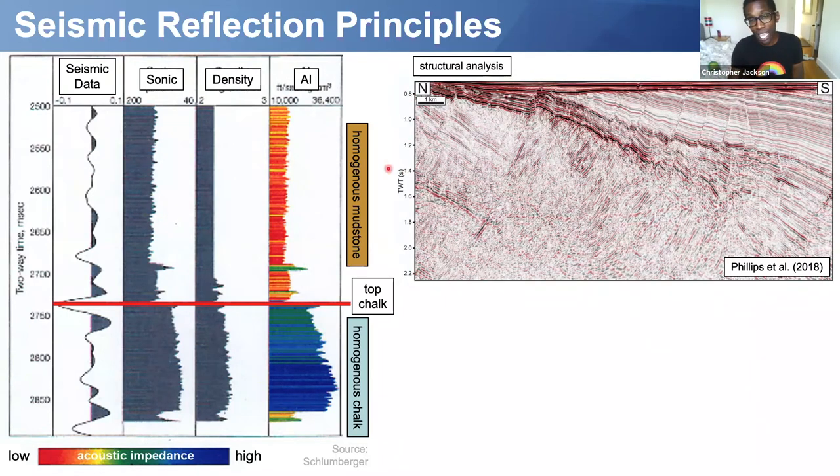You'll notice the scale in the Y domain, and in a lot of the things I'm going to show you, is not in meters or feet, it's in this thing called two-way time, because we're recording how long it takes, not how far, for the sound waves to go down and back up. And then if we know the velocities, we can go from two-way time through the velocity step back into the meters or feet domain.